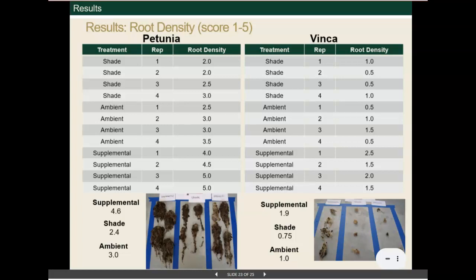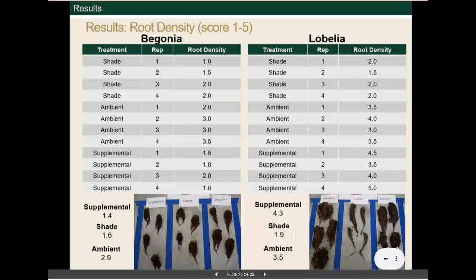Petunia root density results are consistent with our other measurements and with our hypothesis. Vincas were the smallest plants across all treatments compared with all of the other species and have very low root density scores. Although begonias had greater above-ground measurements in the shade treatment, as we expected, the root density was greatest in the ambient treatment compared with the other two treatments. Lobelias had the lowest root density in the shade treatment compared with the other two treatments, but the above-ground measurements were not very exciting.